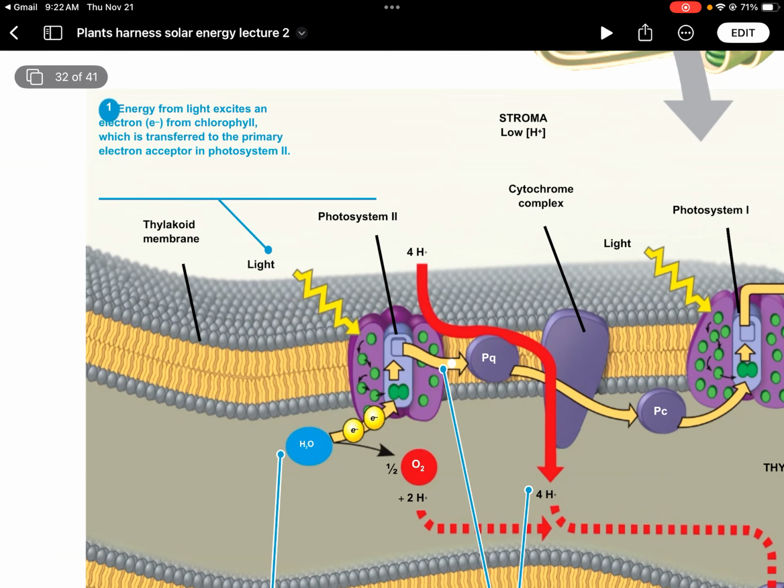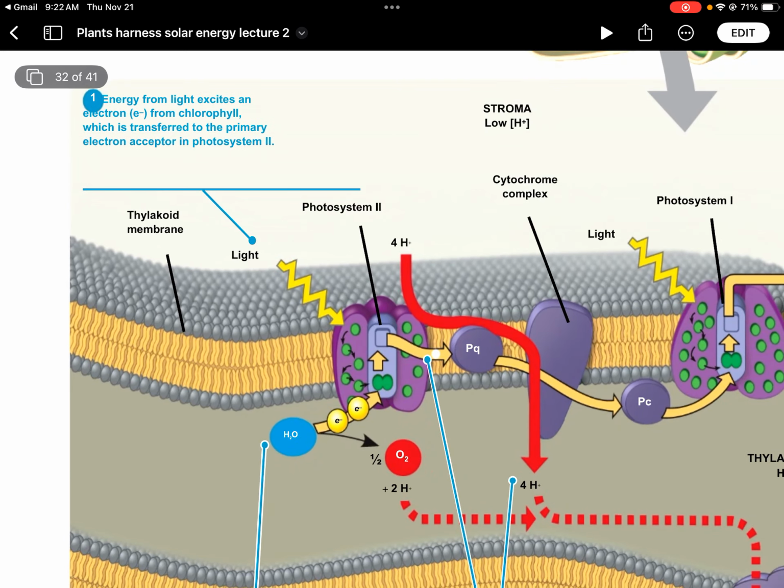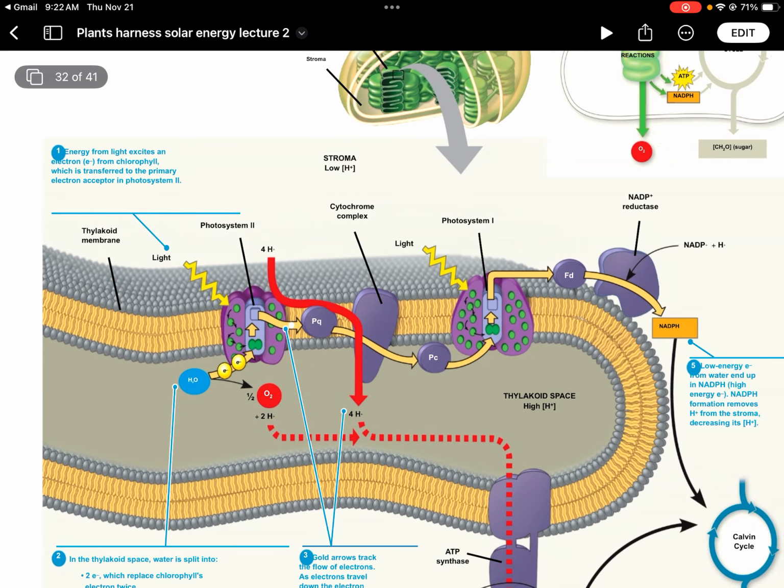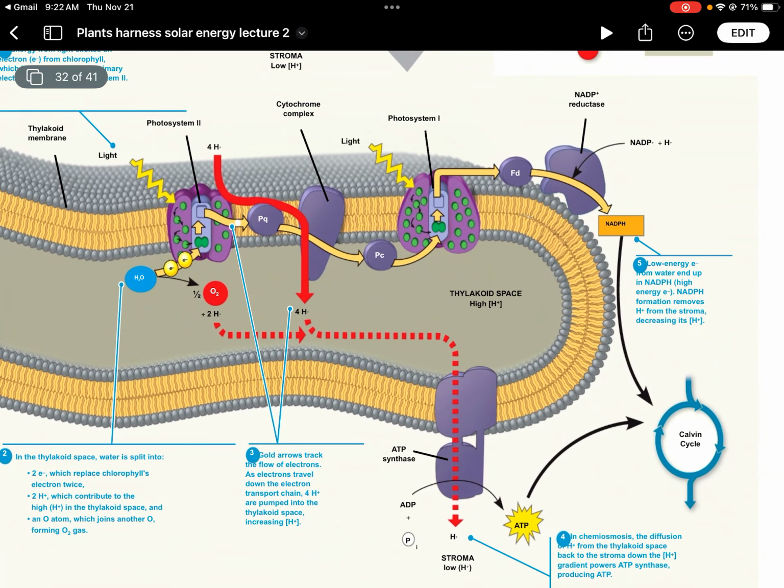Here's PS2. Electrons are coming from water. Again, you need to be able to flow with this. We're pumping hydrogens across into the thylakoid space. And those hydrogens eventually will flow through ATP synthase in chemiosmosis, the diffusion of hydrogen from the thylakoid space back down to the stroma.